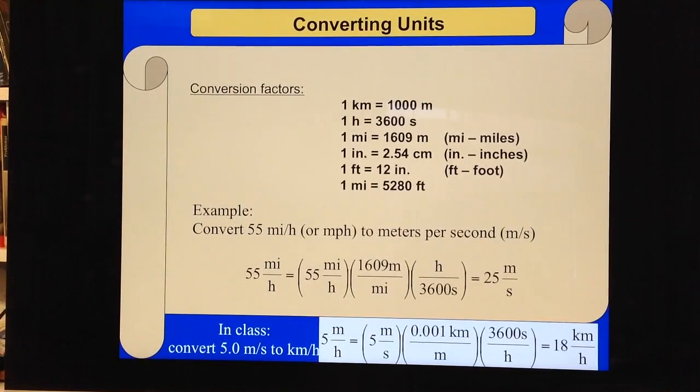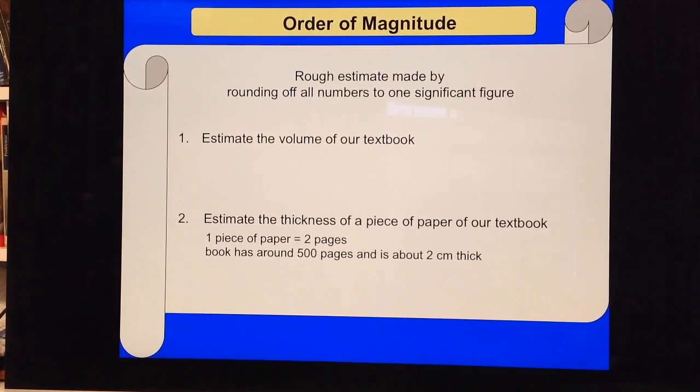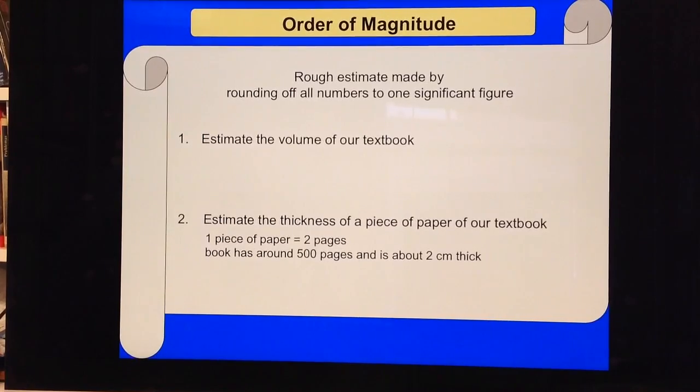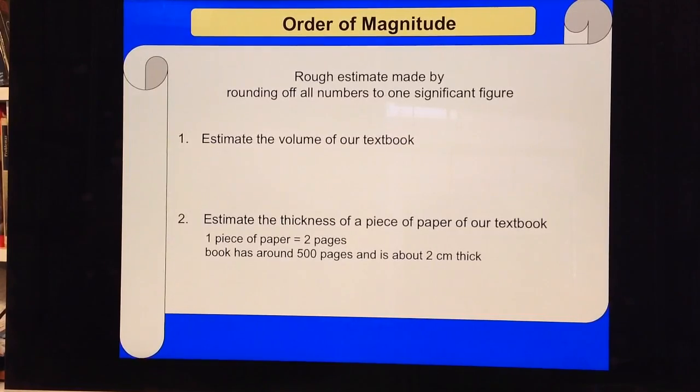Okay, let's continue. Another interesting point of this chapter is what is called order of magnitude. The order of magnitude is not something that you will be tested on, not at all, but it's a fun thing to do. It's like a game. It's a rough estimate of some measure or something that you are trying to quantify. For example, you enter a room and you want to get an idea of the volume of that room without having to go and measure it.